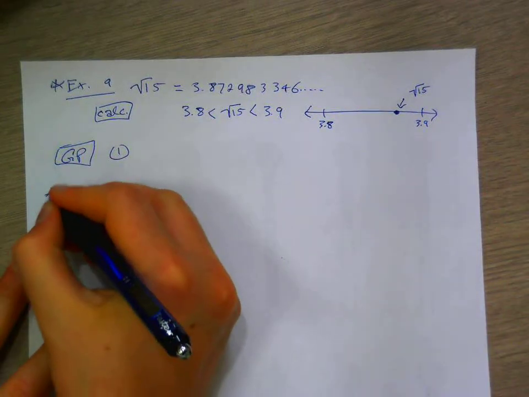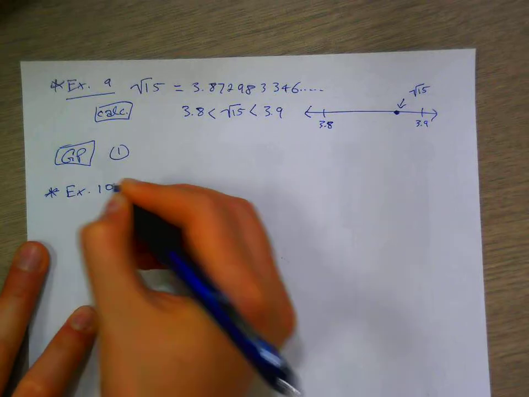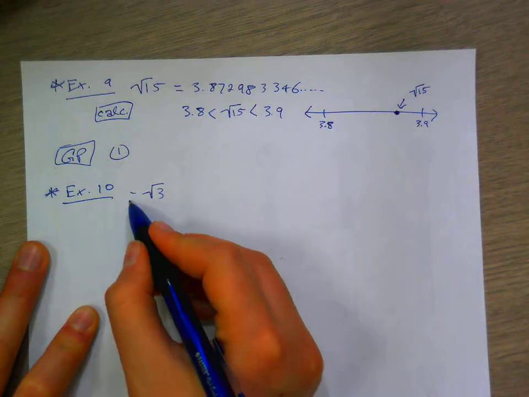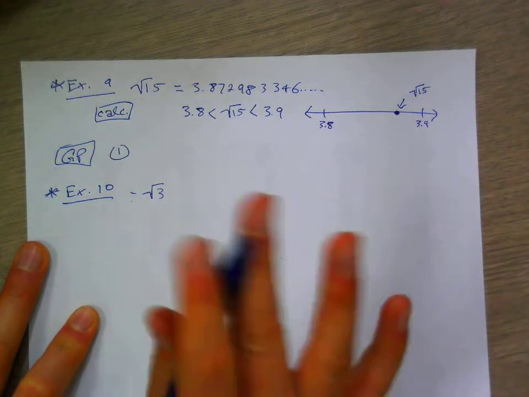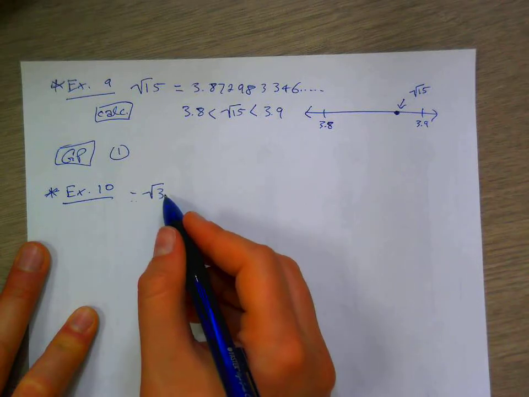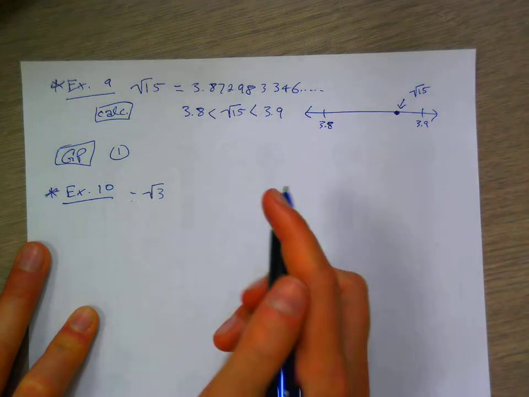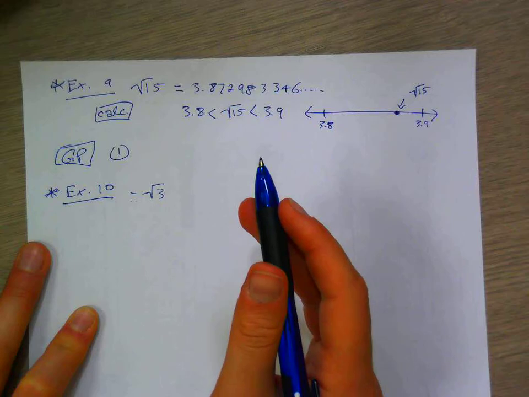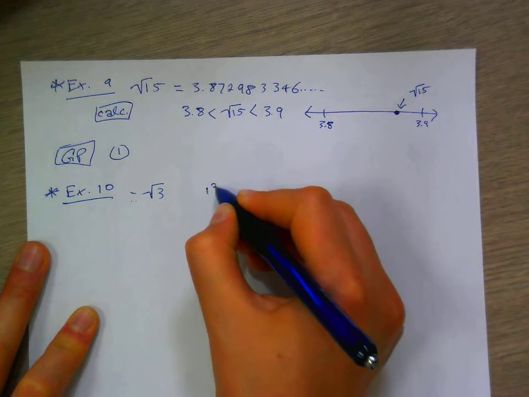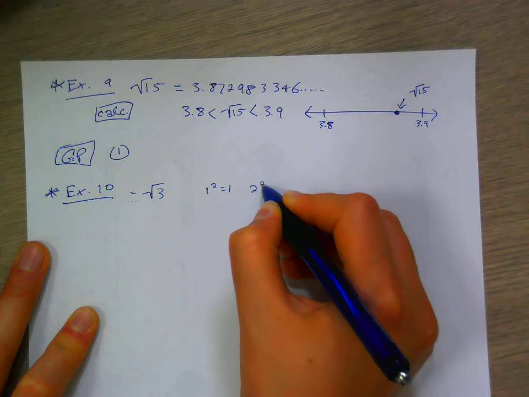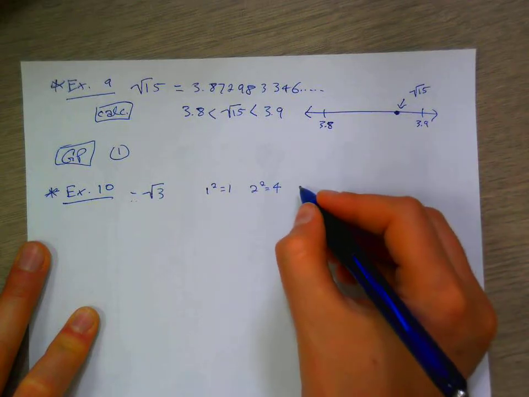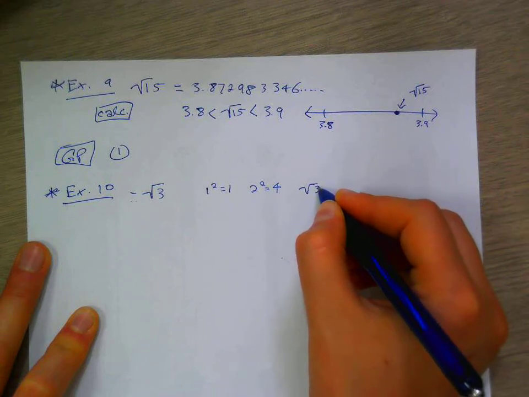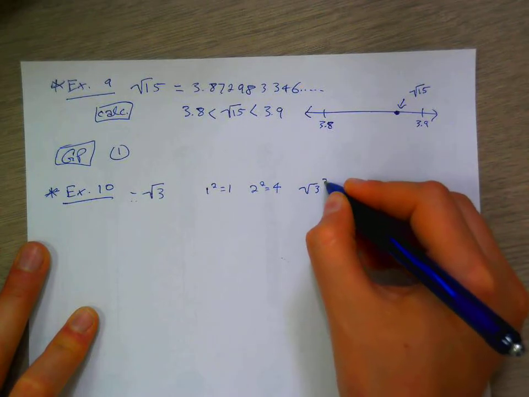Next, let's do example 10. We're going to graph negative square root of 3. Notice the negative is outside of the square root. If it was inside, it would be imaginary and it would not work. But outside, this is still an irrational number. So just guessing, we know that it's going to be between -1 and -2, because 1 squared equals 1 and 2 squared equals 4. So we know that the square root of 3 must be, and the square root of 3 squared equals 3.